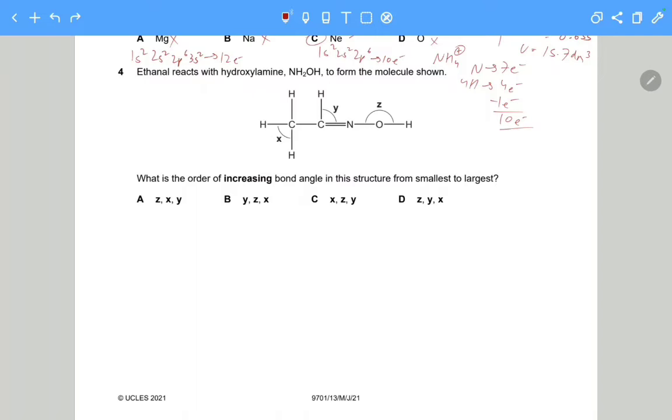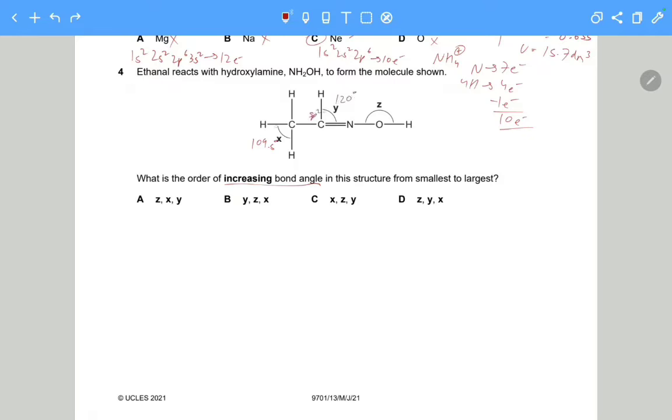Ethanol reacts with hydroxylamine NH2OH to form the molecule shown. What is the order of increasing bond angles? Underline these parts so that you don't give them in any other order in the structure from smallest to largest. So X is 109.5 degrees because tetrahedral sp3. Y will be 120 degrees because it is planar sp2.